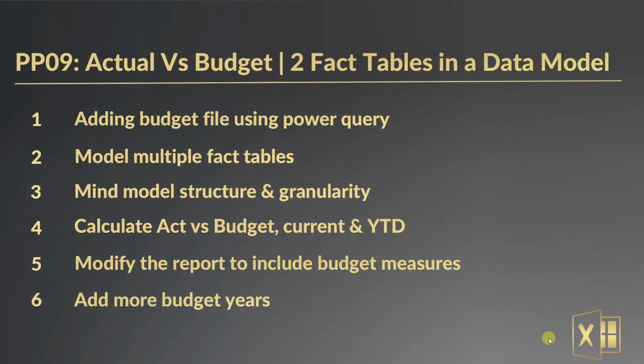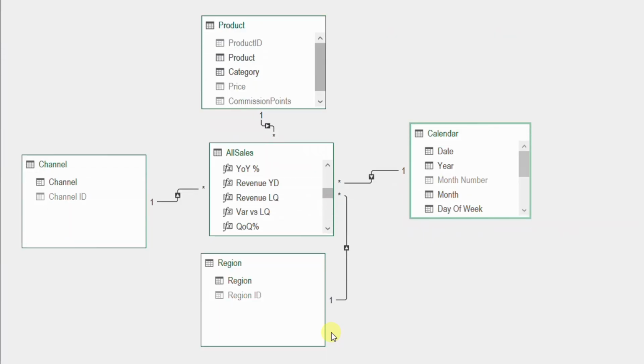At the beginning, I'm going to remind you of the structure of this data model. We have a model of 5 tables organized in a star schema. In the heart of the star schema, we have the all sales table containing all the sales transactions for 4 years. It includes the product ID, channel ID, region ID, date, quantity, and the discount. Also inside the same table, I created a lot of measures. I started this example a few videos back.